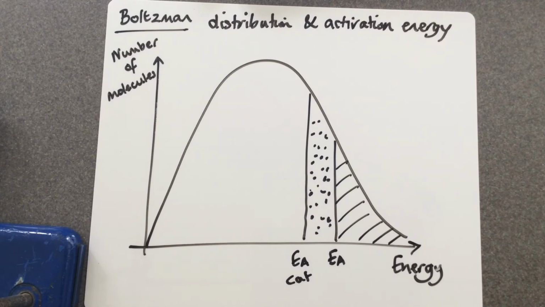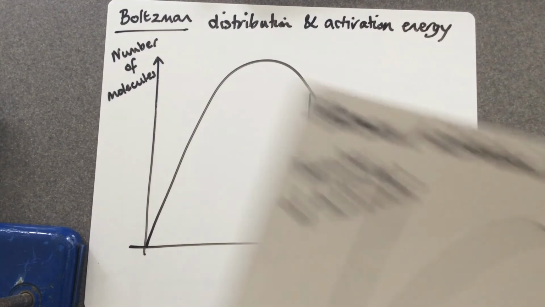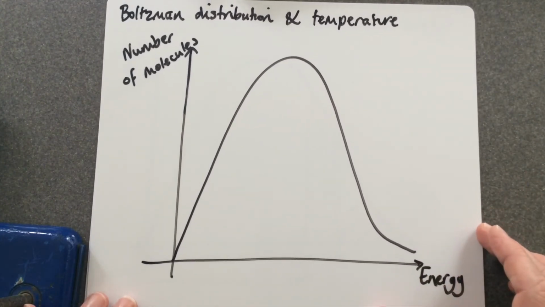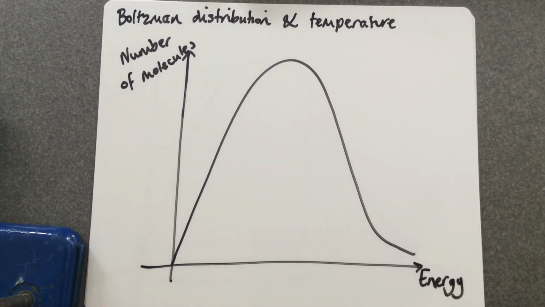We can also use this shaped graph, the Maxwell-Boltzmann distribution curve, to explain how temperature is able to change the rate of reaction. Here again we've got the basic shape curve. If I increase the temperature, I'm going to increase the average energies of the molecules. There will still be some molecules with very small energies, but that will be a smaller number. There will be more particles with higher energies. The total number of particles will still be the same.